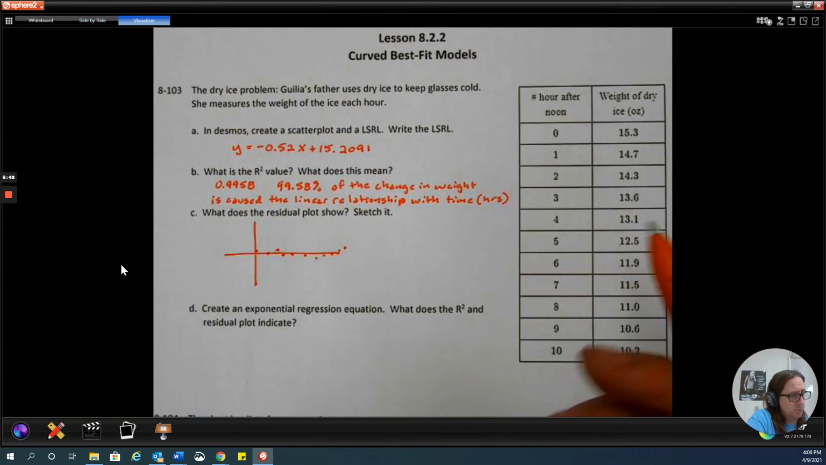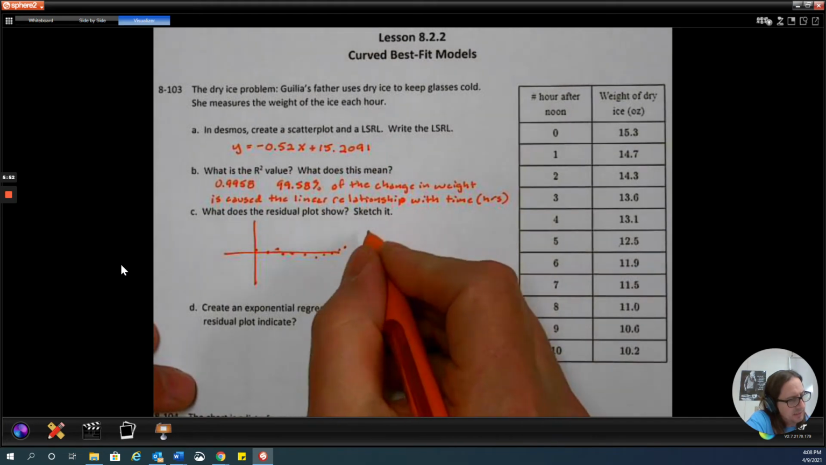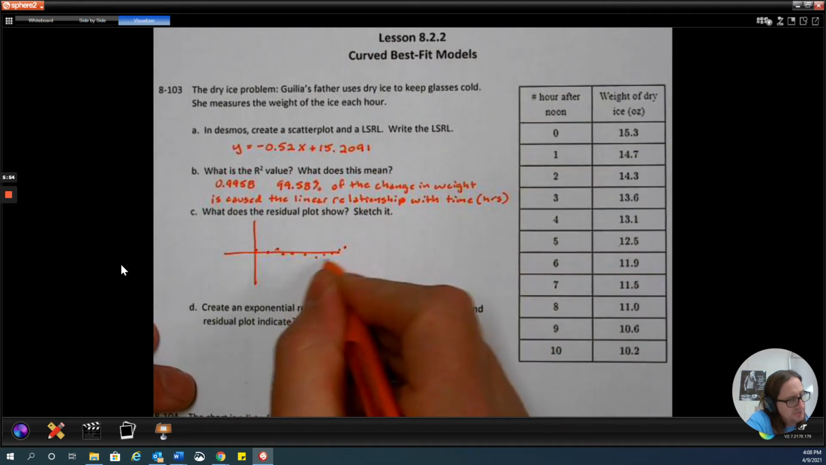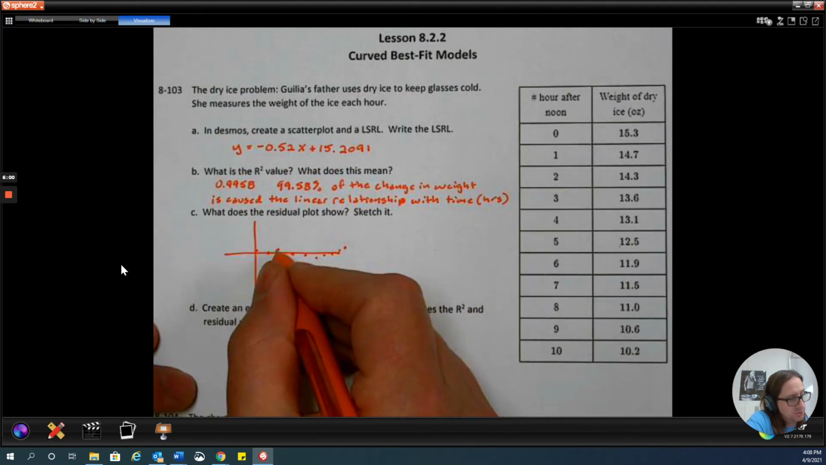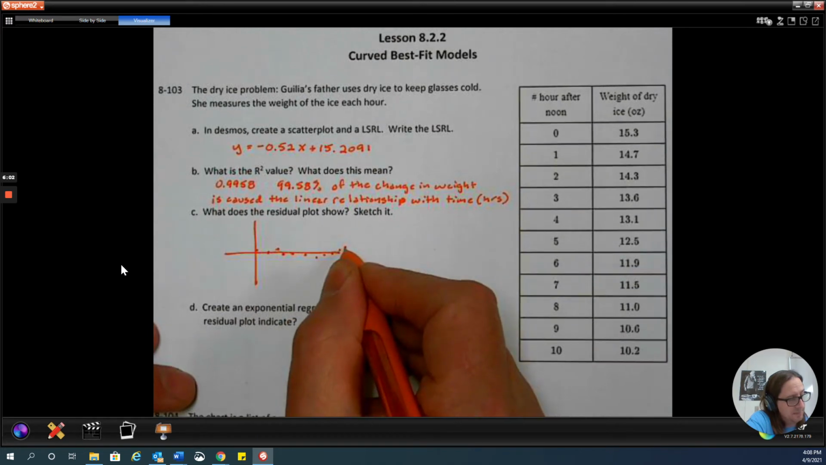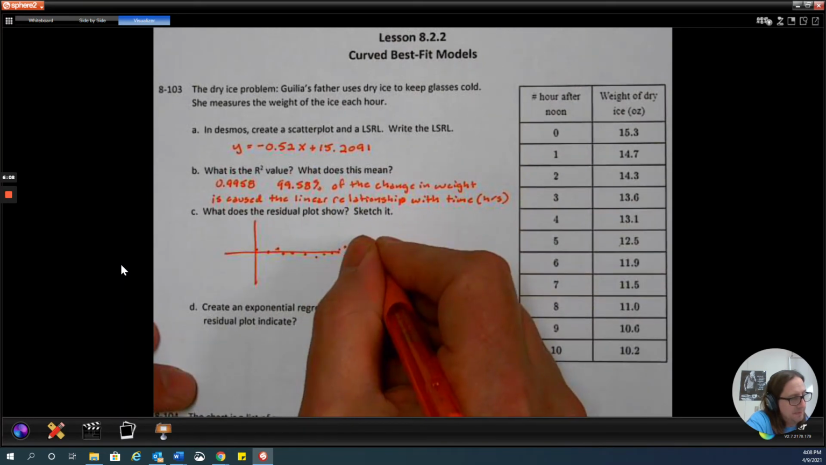So what does the residual plot show? It shows that in the middle, the points are below 0, so we get a bunch of negative residuals. We start with positive residuals, we go negative, and then we go back to positive residuals. We usually don't like to see that. We want to see it more spread out and random. So we see that there's a slight pattern.